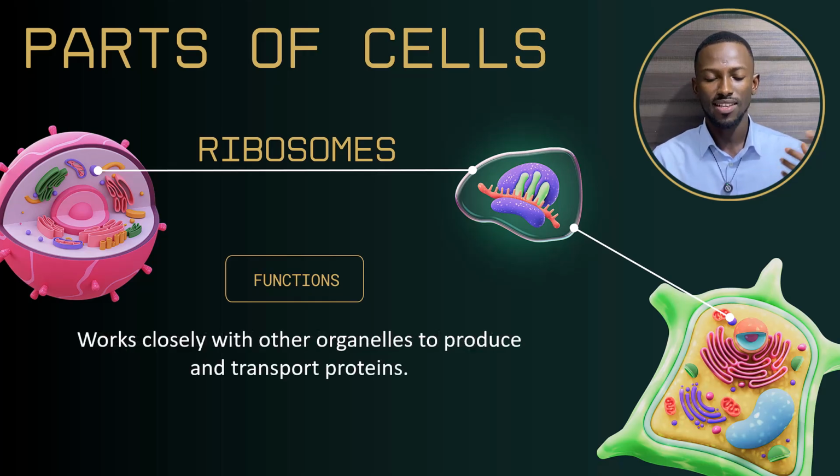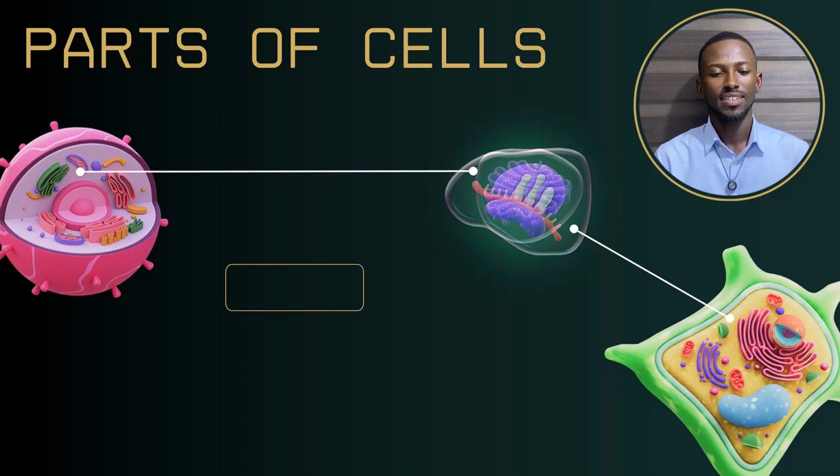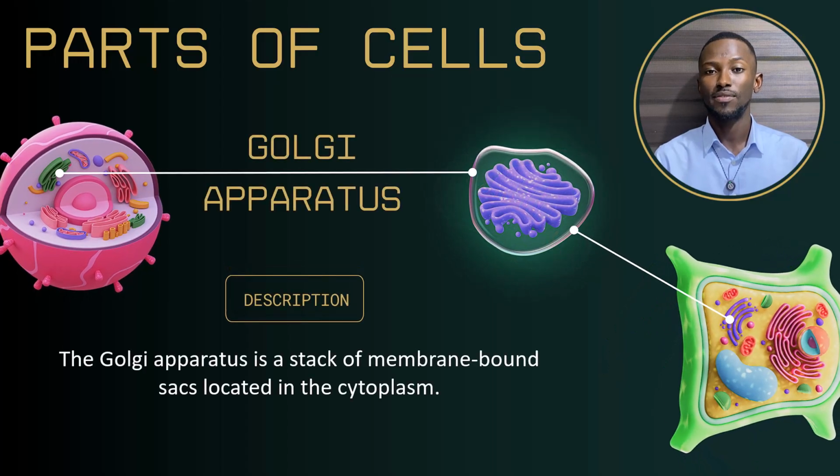Now, the next and final function of the ribosome is that it works closely with other organelles to produce and transport protein. So that's more like the first point. Works with other organelles to produce and transport proteins. Interesting. Now let's look at the next part of the cell, that is the Golgi apparatus, also referred to as the Golgi body.